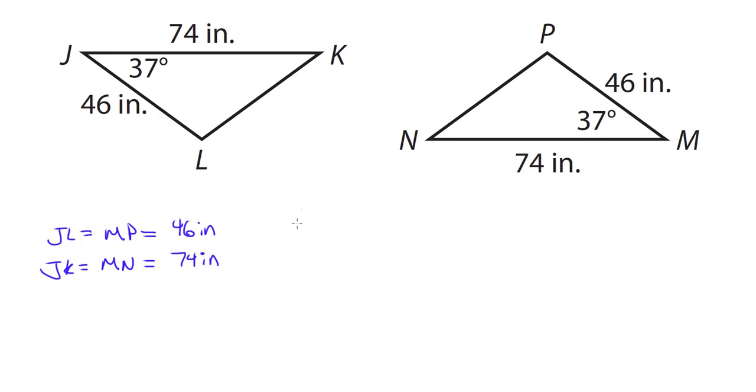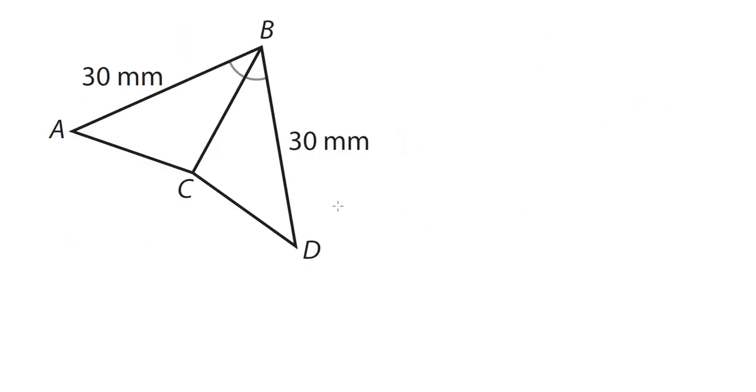The included angle is between those two sides. Angle J is 37 degrees and angle M is also 37 degrees. So the measure of angle J is equal to the measure of angle M, and they both equal 37 degrees. So these two triangles are congruent. Triangle JKL is congruent to triangle MNP.